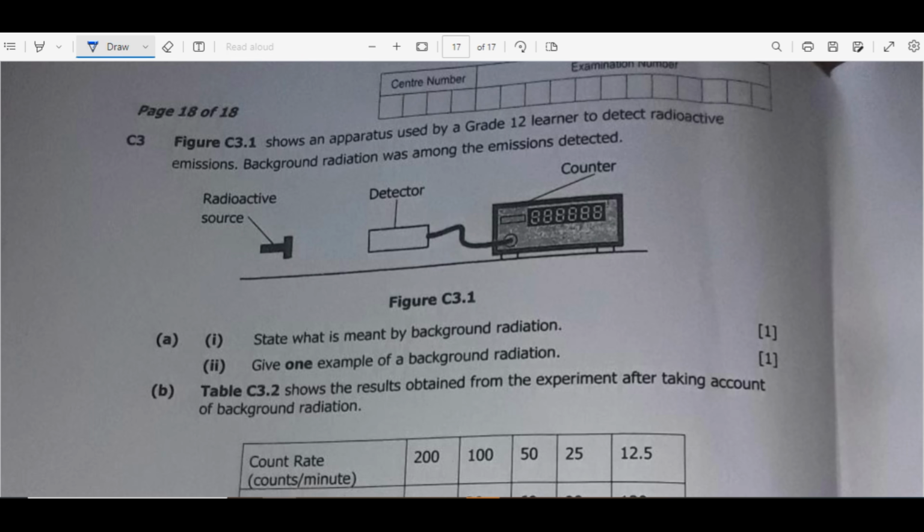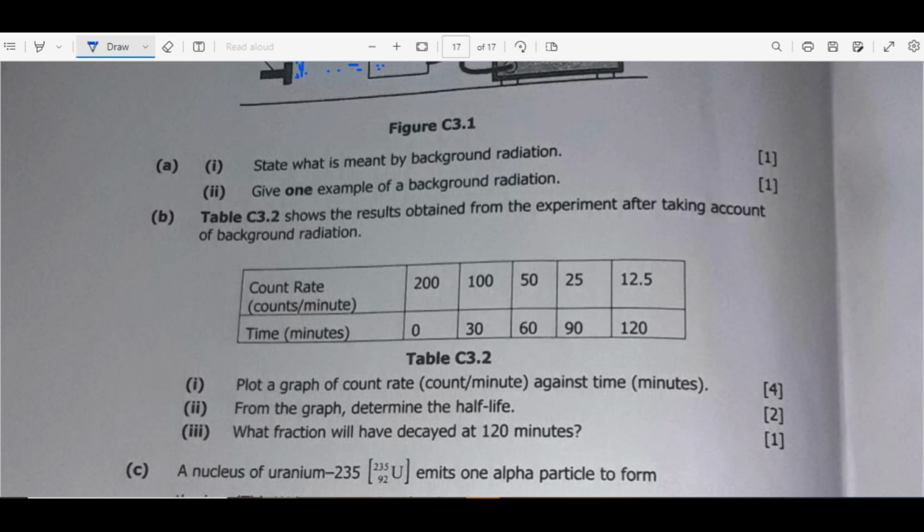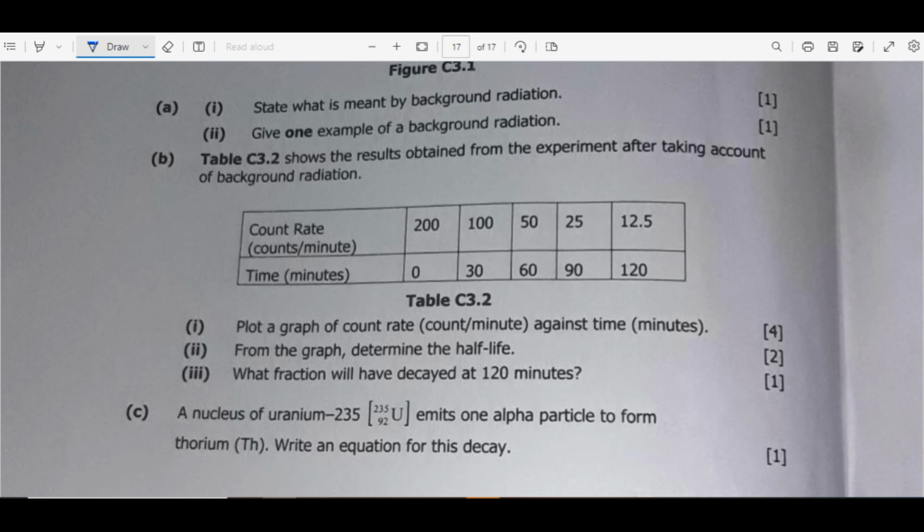So let's not worry about the diagram, though it's just giving us the picture: the radioactive source is where the radiations are produced, then detected by this, and they are shown by the counter. The first question is question A, Roman number one. State what is meant by background radiation.